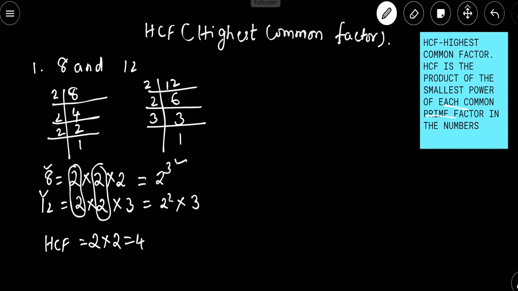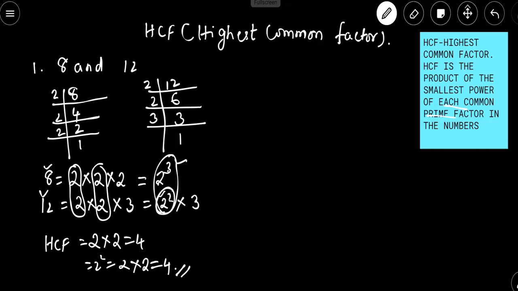This is also one more way to calculate. Here 2 is common, but here you have 2 to the power of 3 and here you have 2 to the power of 2. Which one do you have to find? You have to find the smallest power. Which is the smallest power here? It is 2 to the power of 2, which is nothing but 2 into 2, equal to 4. This is how we actually find the HCF.